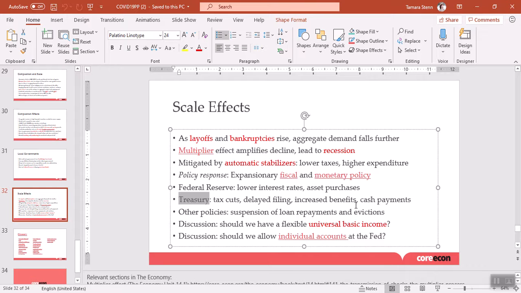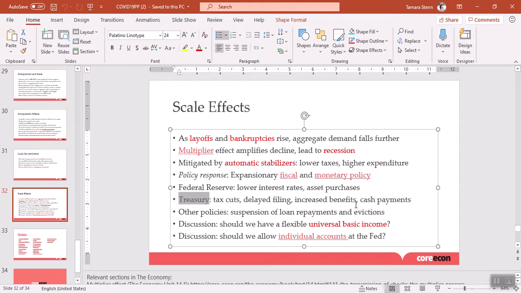Delayed filing, we've already seen that, right? People don't have to file their taxes until June, I believe it is, instead of April. That way people that owe money get a little bit of relief. They don't have to pay it right away. They can file a little bit later.